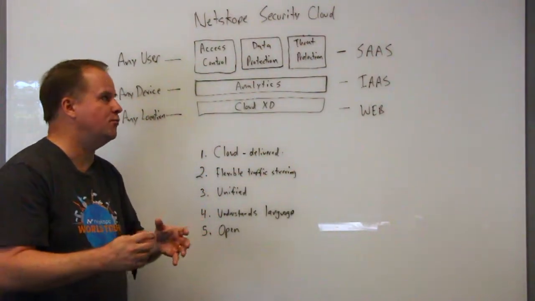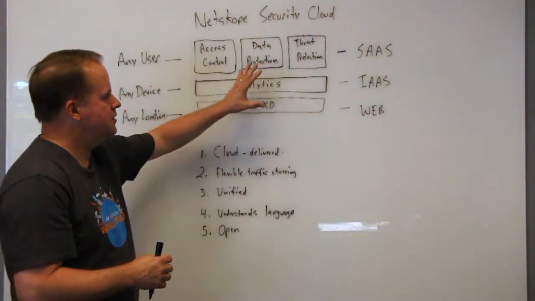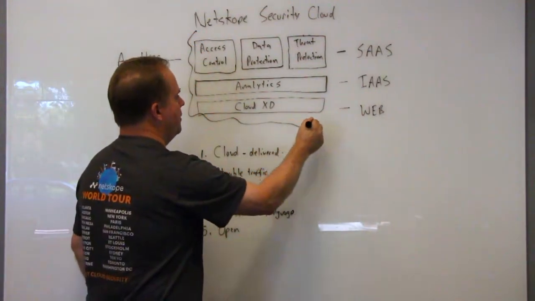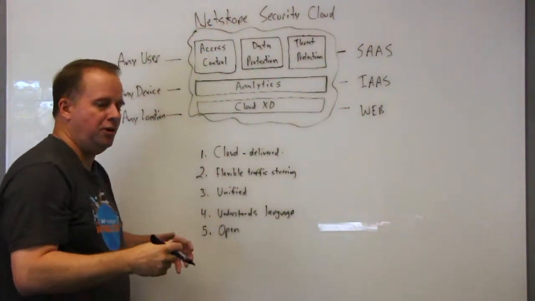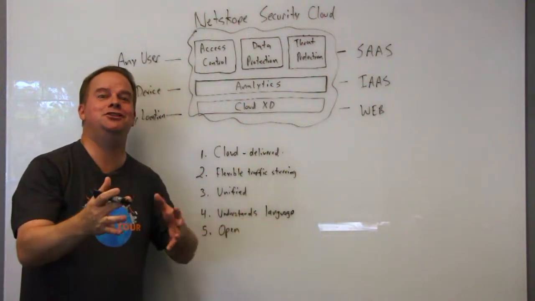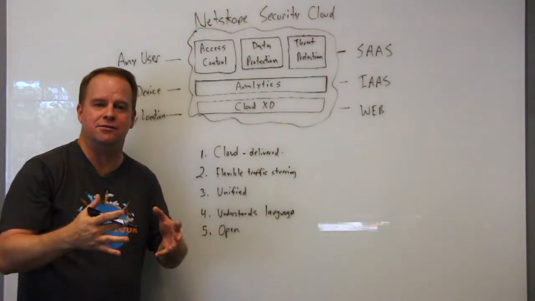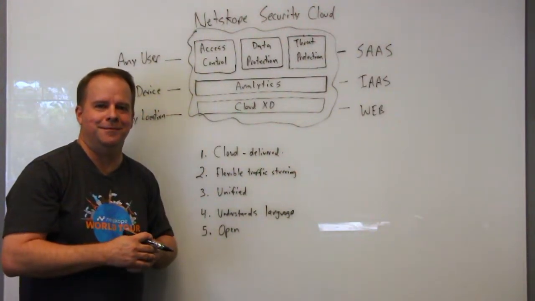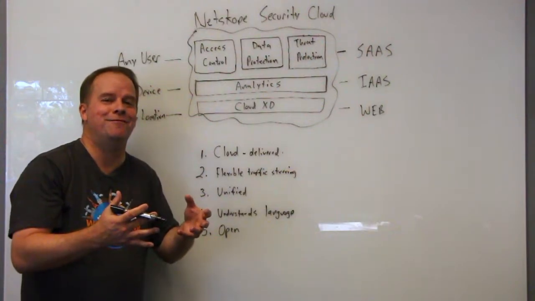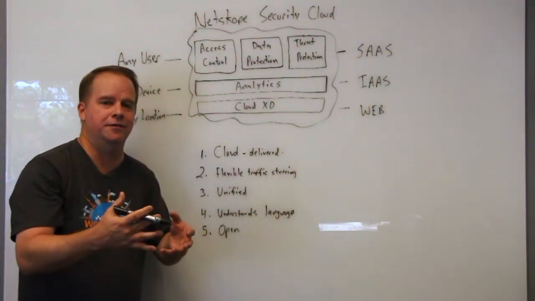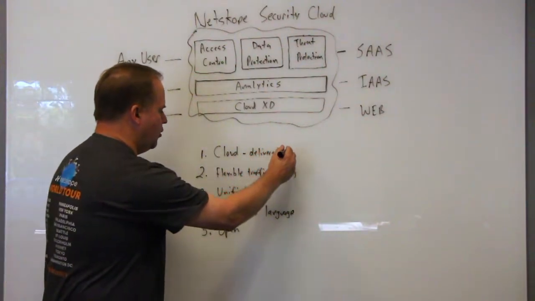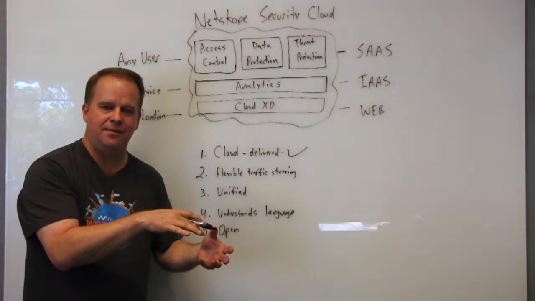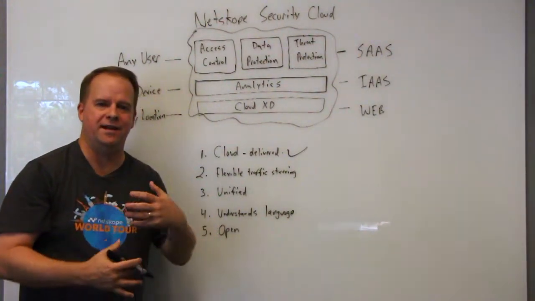This is the most obvious one: you're delivering security services from the cloud, not just from an appliance, right? This is one of the big changes that comes with a cloud security platform. But that alone does not really mean that you have a cloud security platform just because you're delivering security from the cloud. The next requirement is, how do you get traffic to the cloud? And this is where flexible traffic steering comes into play.